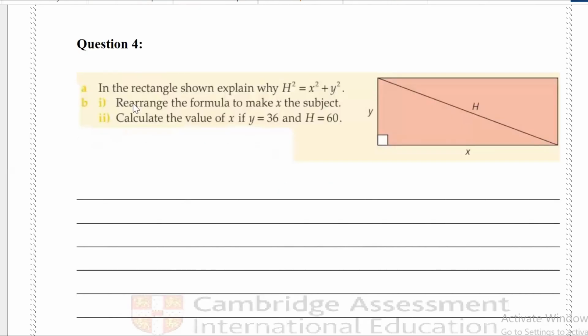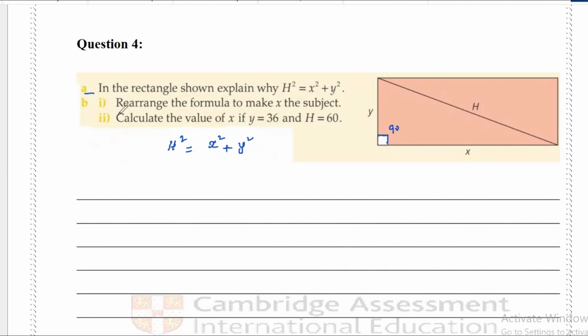Next is question number 4. In this question, the rectangle shown explains h square is equal to x square plus y square. So remember here we have 90 degrees, and it shows a triangle inside a rectangle, and h is the longest side, which we call the hypotenuse. Think about Pythagoras theorem: the longest side squared is always equal to the sum of squares of the other two sides. Means we can say that h square is equal to x square plus y square with the help of Pythagoras theorem. So that states the a part answer.